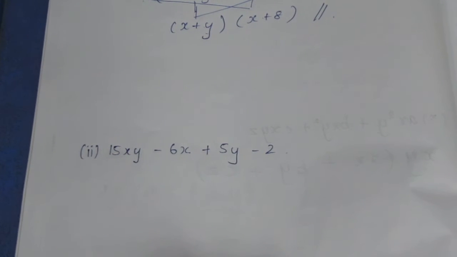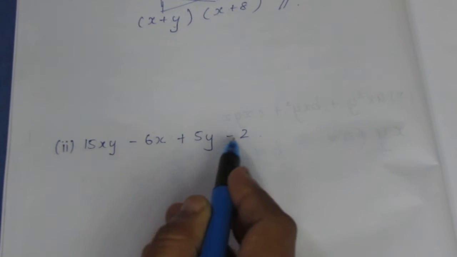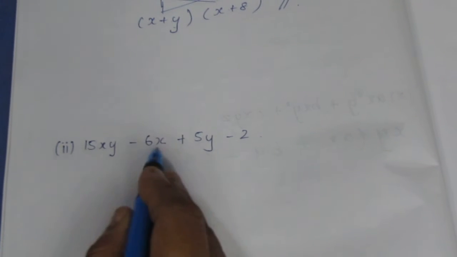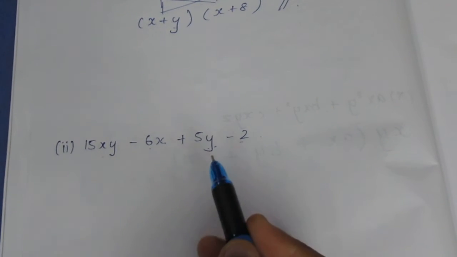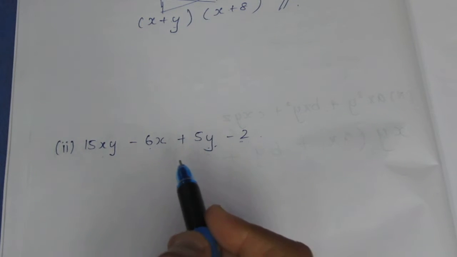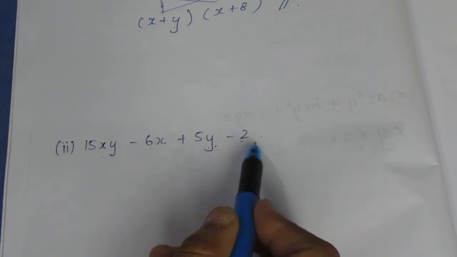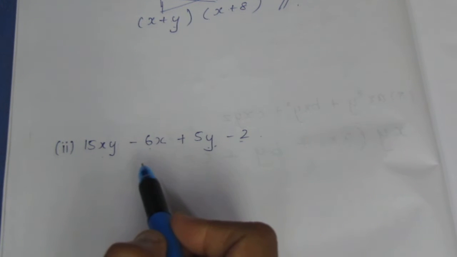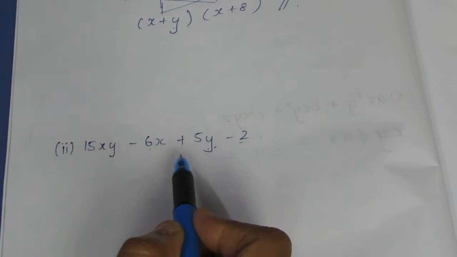The same pattern is here. We have 4 terms here: 15xy minus 6 plus 5y minus 2. Here, if you see, we have a common term in these two, but if you see this 2, we don't have a common term. That means we need to change the group. As I told before, if there are 4 terms and there is no common element in all the 4, we need to group two terms and take the common element outside.